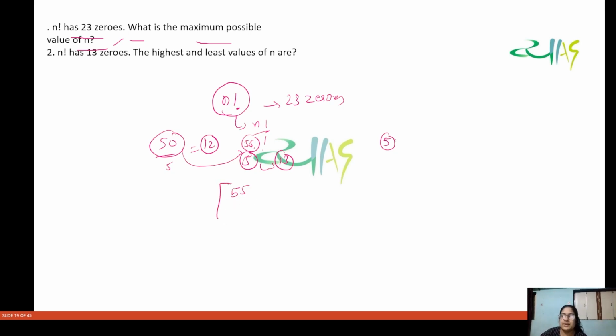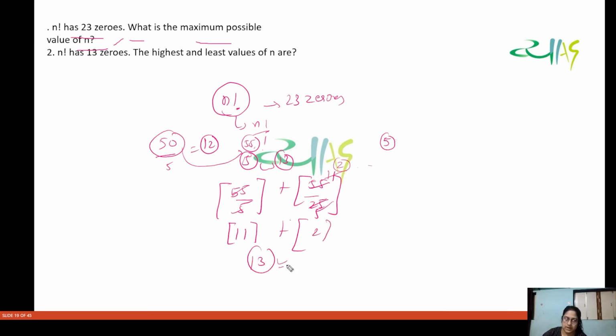So 55 by 5 plus 55 by 25. Okay, so this will become what? This will become 11. Okay. And this will become what? This is 5 times and 5 11 times. So this is 2. All right. This is 2 point something. So this will be 2. So 13 zeros we are getting. Okay, 13 zeros we are getting.